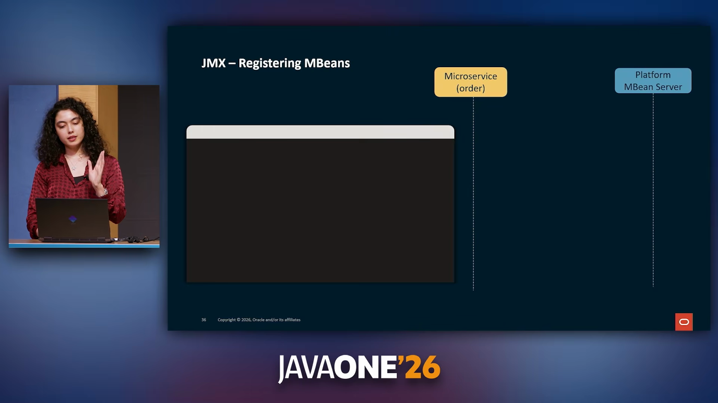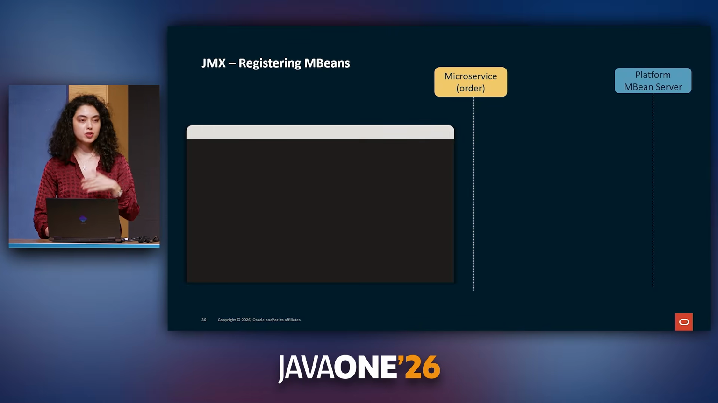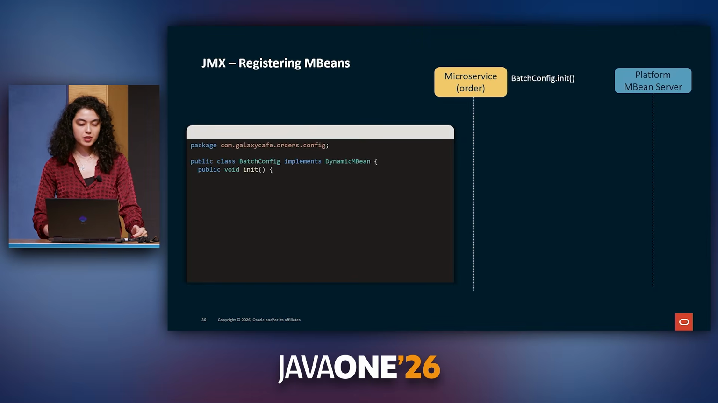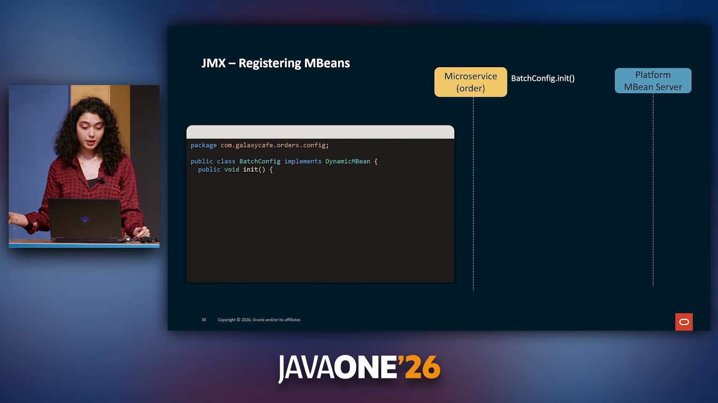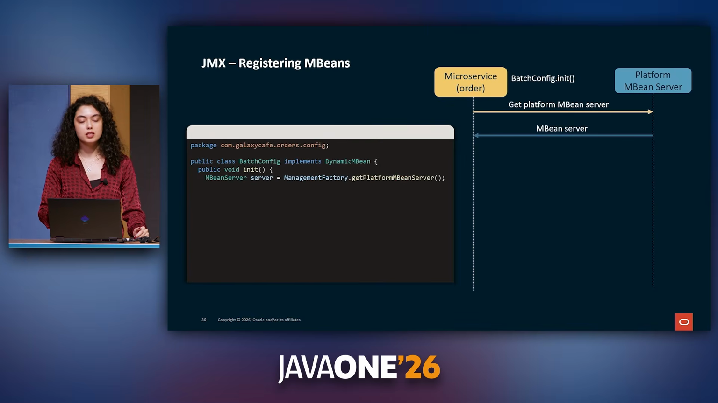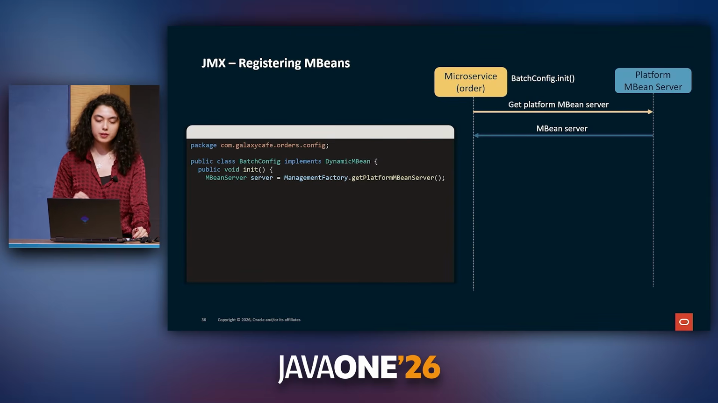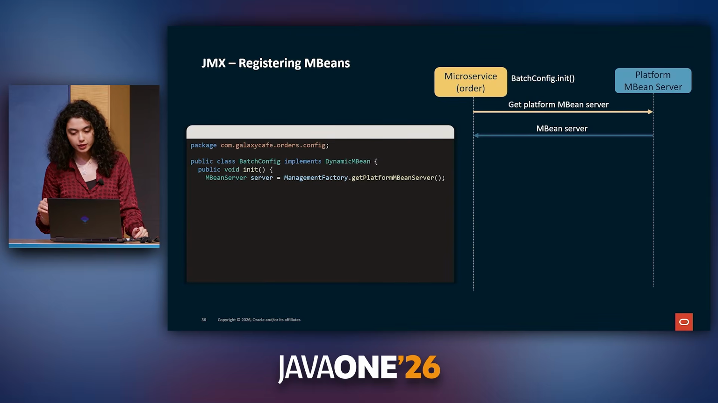So now we are in the microservice. Let's continue with our example, enabling batches. We create a class, BatchConfig, that implements DynamicMBean. And we first get the platform MBean server. The platform MBean server is the built-in JMX server that comes with the JVM, so it runs in the same JVM as our microservice.